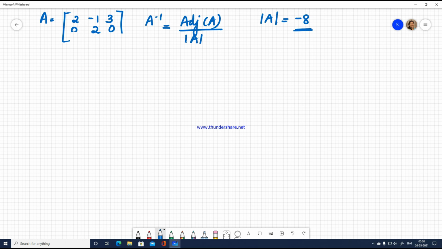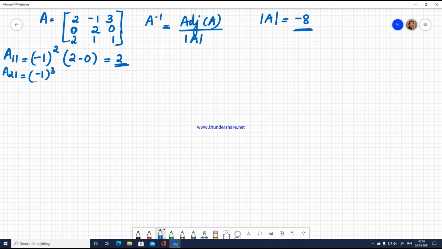So it will be 0, and the other row is 2, 1, 1. Let's find the cofactor. So cofactor of A11 is equal to minus 1 raised to 1 plus 1. Then it is 2 minus 0, that is 2 itself. Then A21 is equal to minus 1 raised to cube. So cover this particular column and the row, we will get it as 0. It will be 0 here.